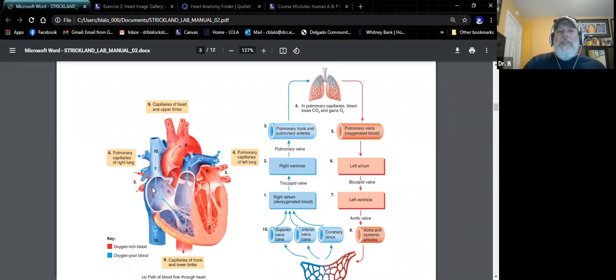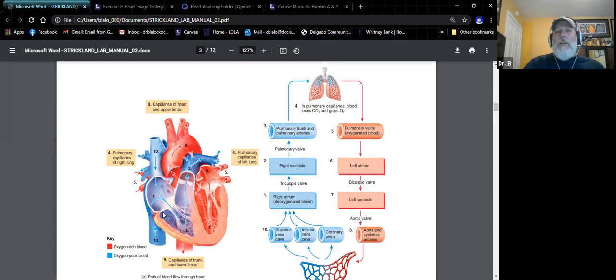The right atrium is then going to pump blood to the right ventricle. Now, as the right atrium pumps blood to the right ventricle, the blood is going to cross a valve. We have 4 valves associated with the heart. 2 of them are going to be between the atria and the ventricles. Those are called atrioventricular valves. 2 of them are going to be between the ventricles and the vessels. Those are called semilunar valves.